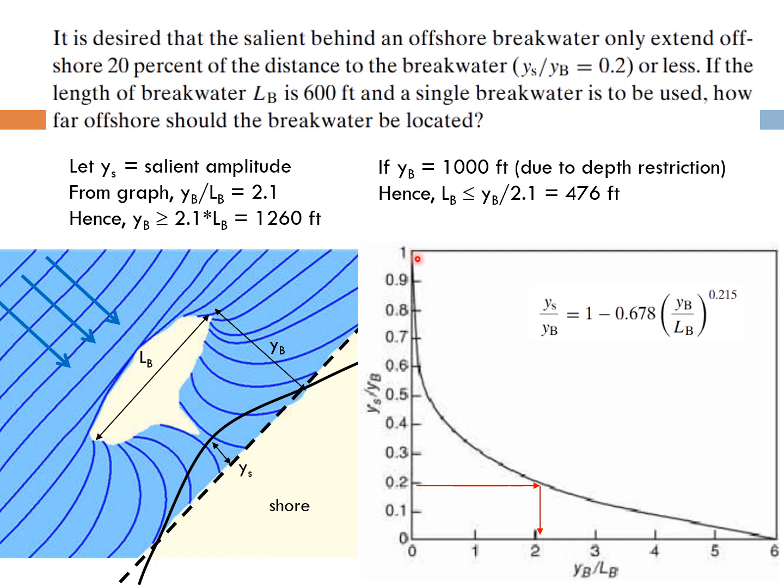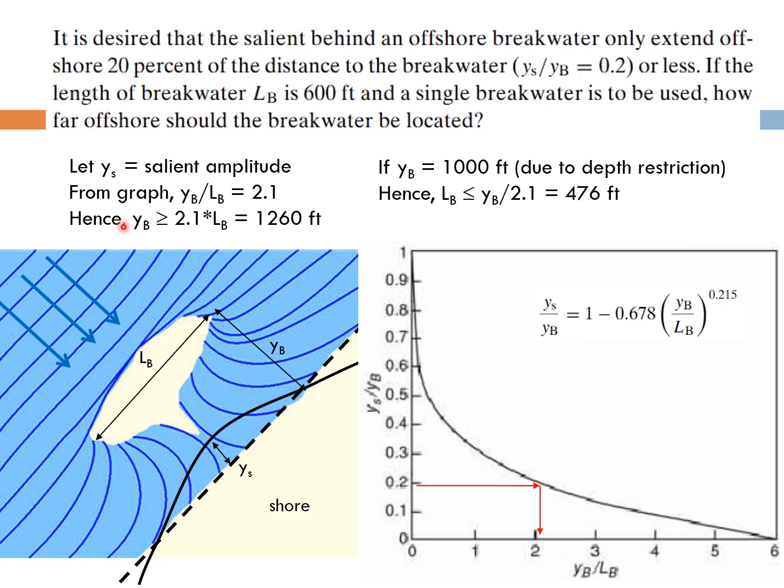So in this particular case, we are going to look at YS over YB equals 0.2, and we read from the graph or calculate from the equation, we obtain YB over LB to be approximately 2.1. So based on this correlation, we can then calculate YB to be at least 1,260 feet away from the shoreline.